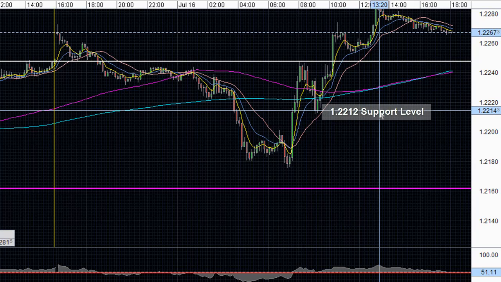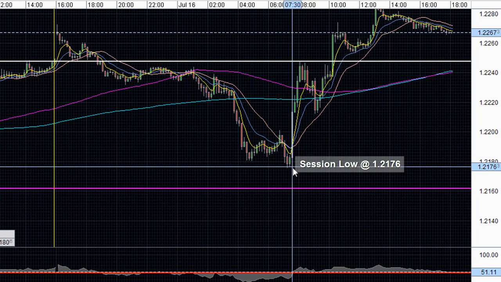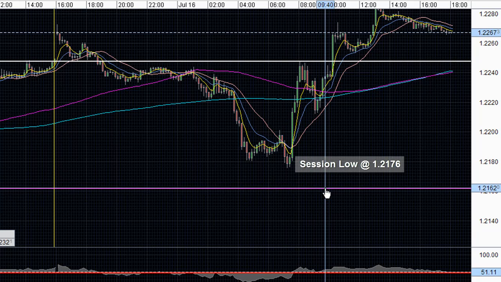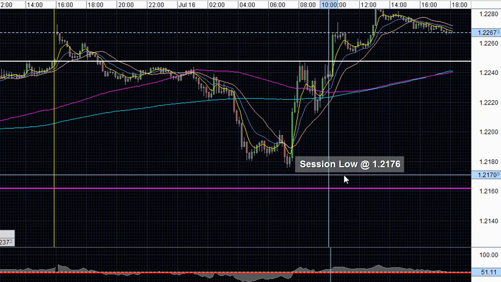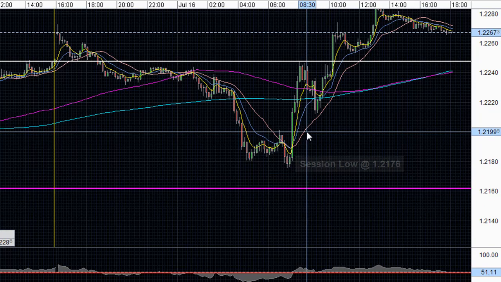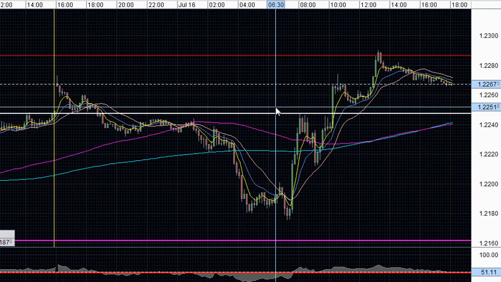And if price breaks below that level, then we can expect price to test our session low at 21.76. And then from there, of course, it would have to test the yearly low at 21.62. So of course, this is what we can expect. Of course, we have to wait to see what will happen during our Asian trading session.